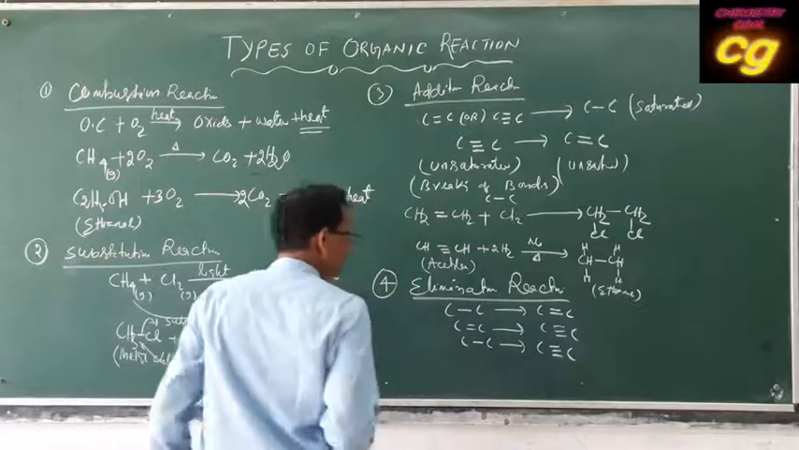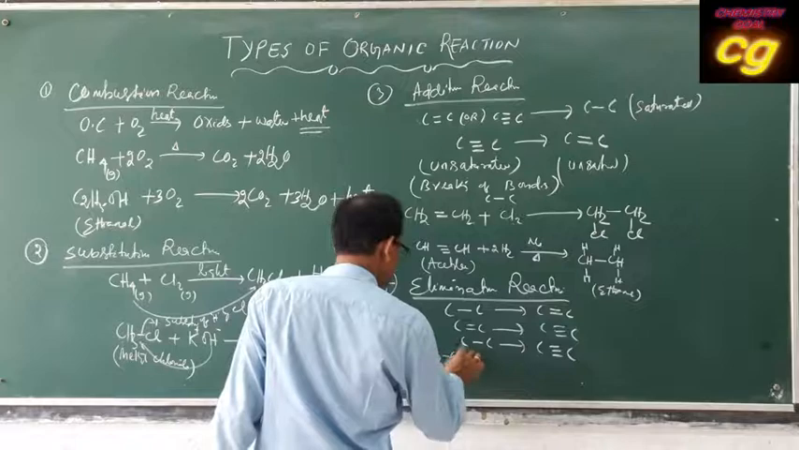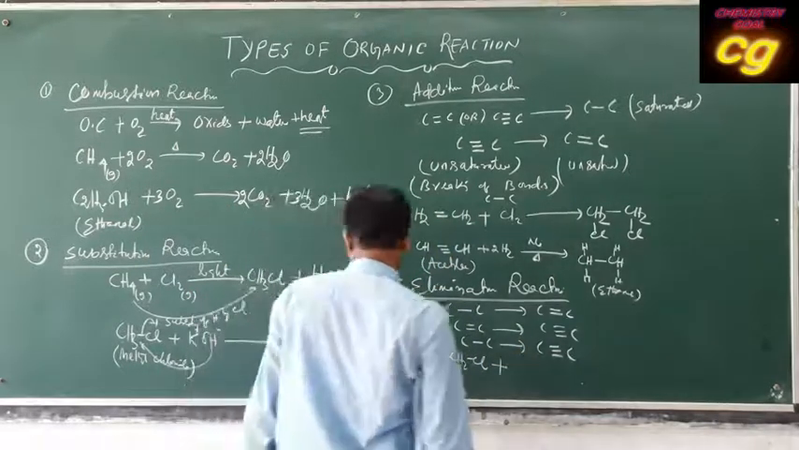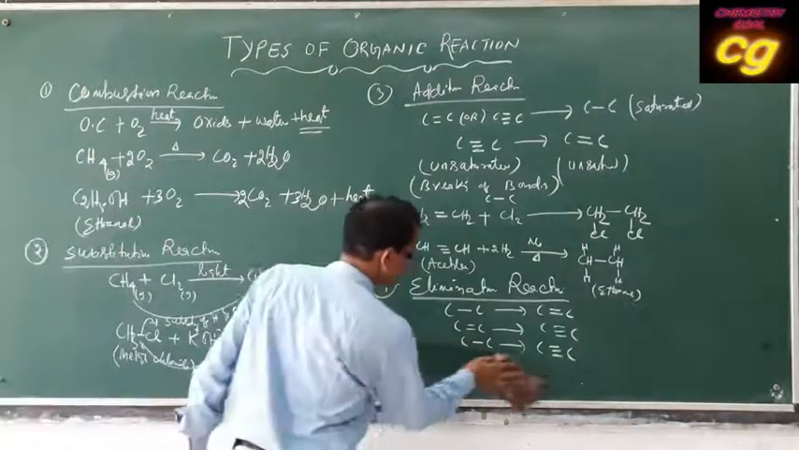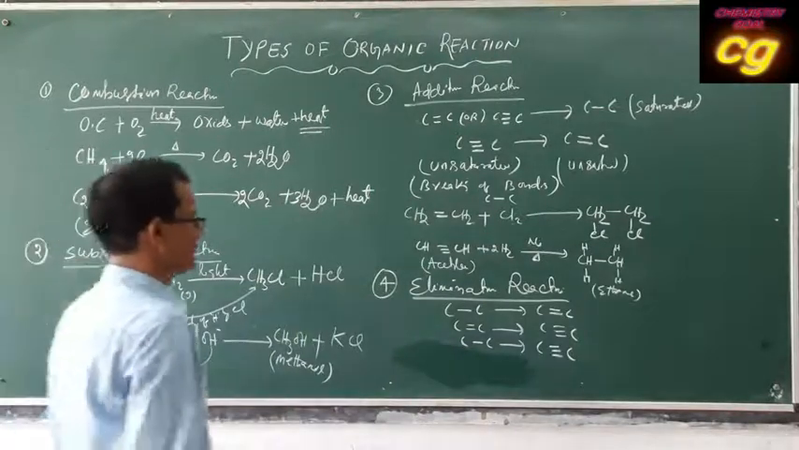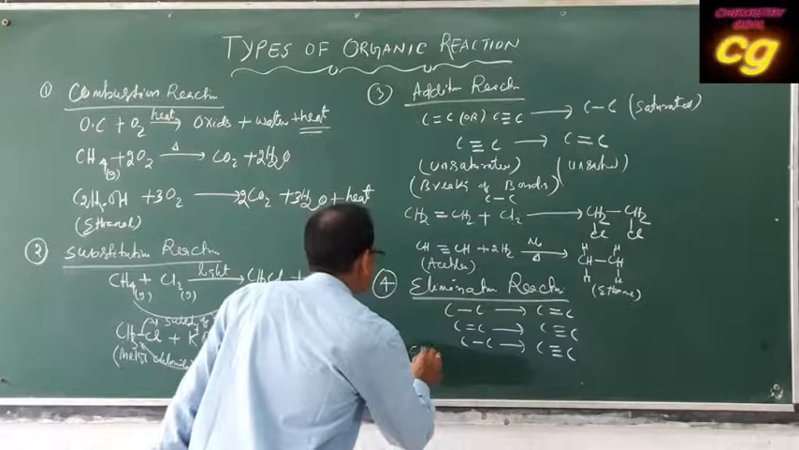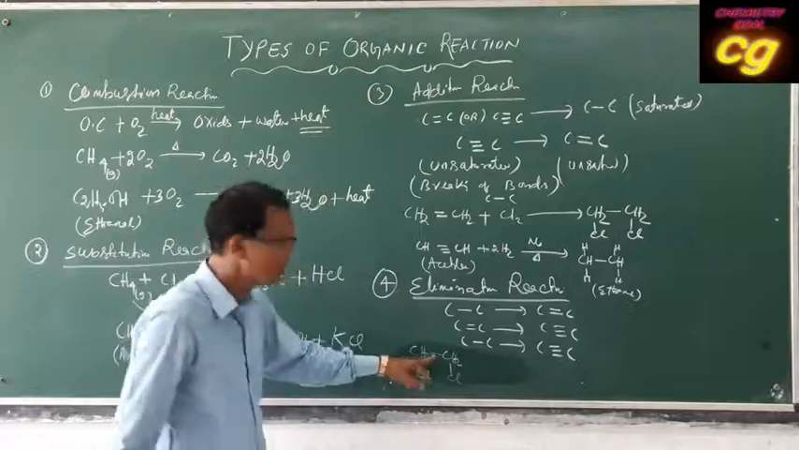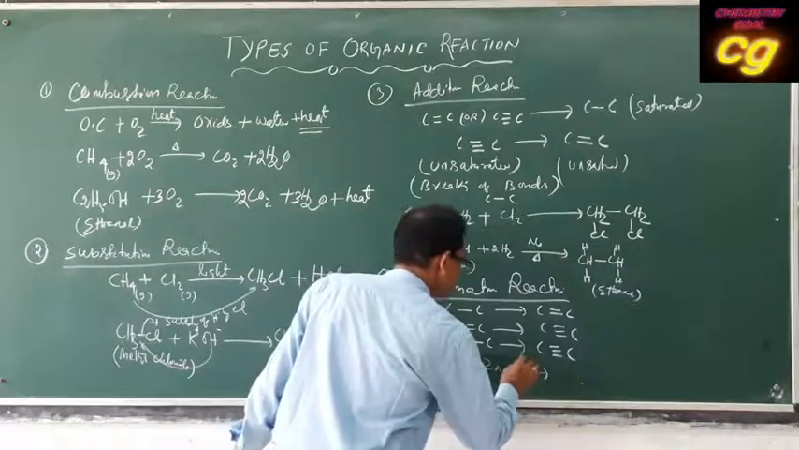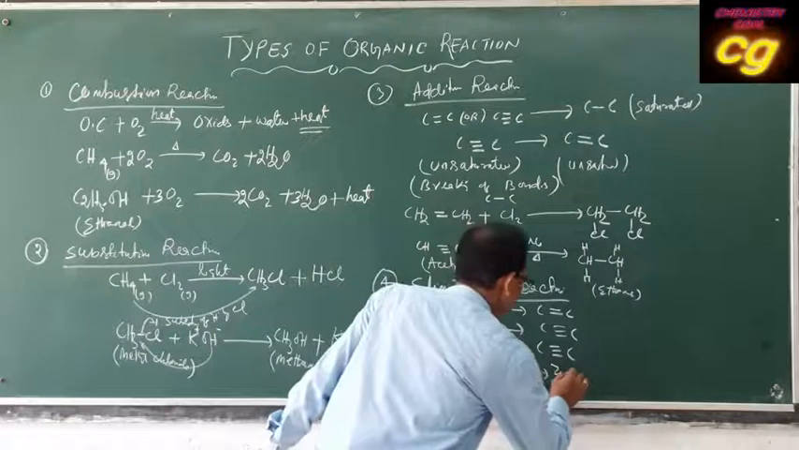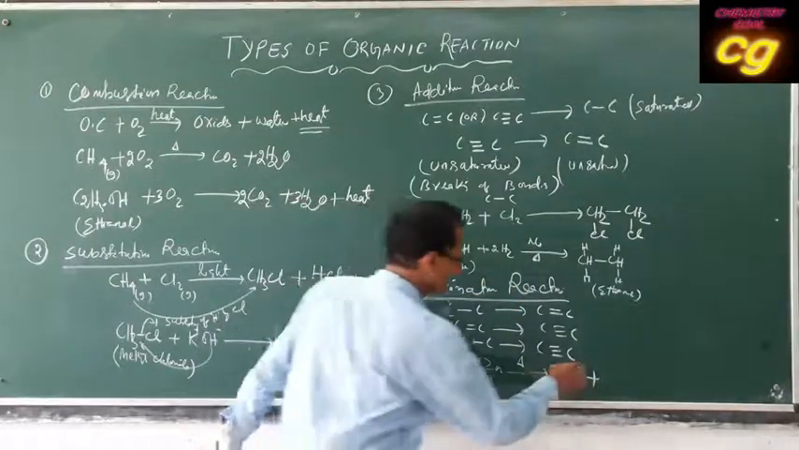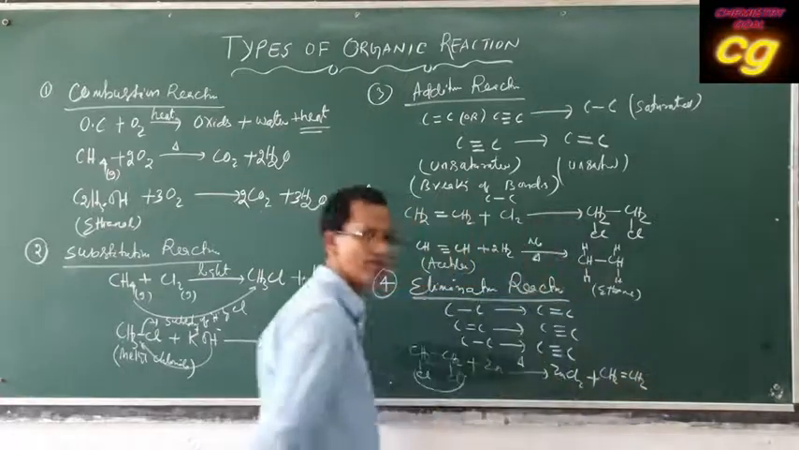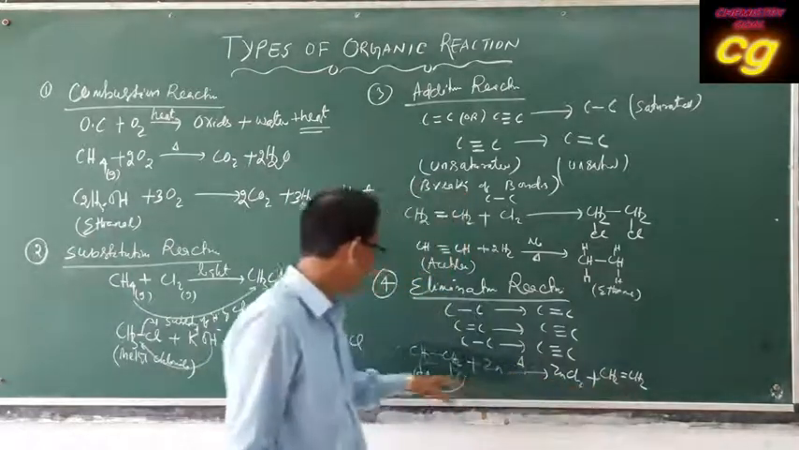For example, here CH3CH2Cl is an organic compound. I will give another example, it will be better for you. Suppose CH2 single bond CH2, here Cl, here Cl, then zinc metal. Zinc takes all the chlorine, forming ZnCl2. When chlorine is removed by zinc, another bond is formed. This is a single bond, this is a double bond. So this is called what?